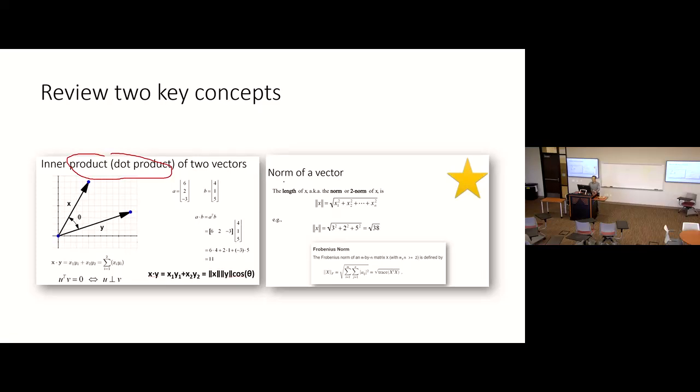Another topic we need to know is the norm of a vector. When you have a series of variables to describe your data points, the magnitude of this is x1 squared plus x2 squared up to xn squared, sum them and take the square root. So this is called the L2 norm.